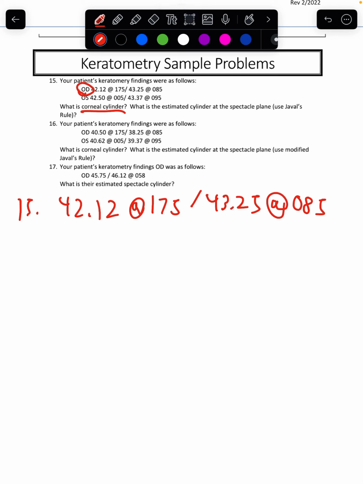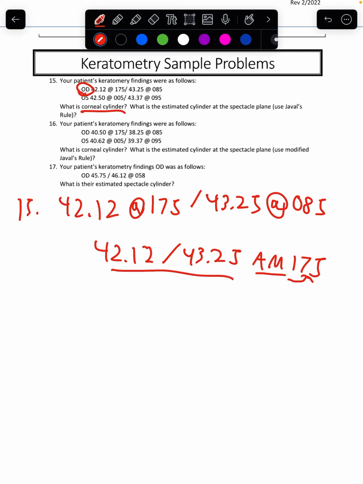There's a couple other ways you can write out keratometry values. So 42.12 slash 43.25 AM 175. AM stands for axis meridian. What that means is that this axis applies to the lower number between these two. So in this case, we know that axis 175 applies to 42.12.